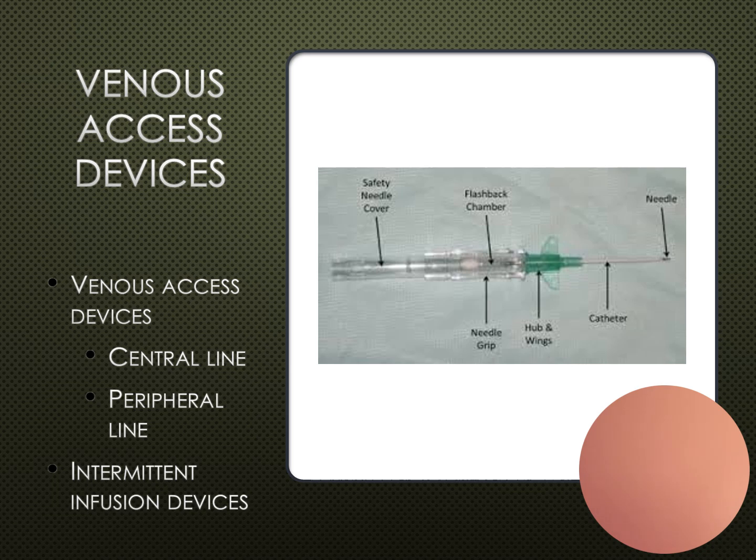Peripheral lines are going to be placed in the extremities or the scalp of an infant and are intended for short-term use. And there are therapies that are not appropriate for short peripheral catheters. This includes a continuous vesicant therapy. What is a vesicant? It's going to be a therapy that will cause damage and/or necrosis to the tissue if it happens to leak out of the vein. We call that extravasation.